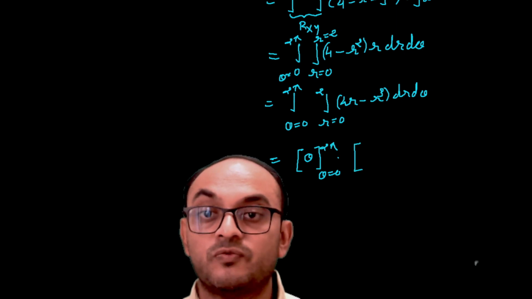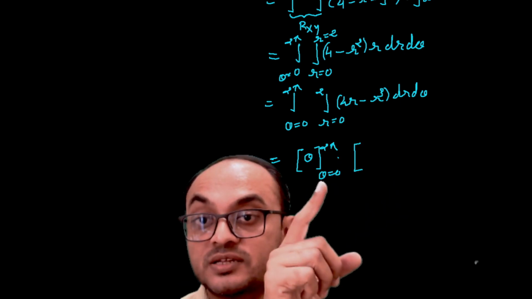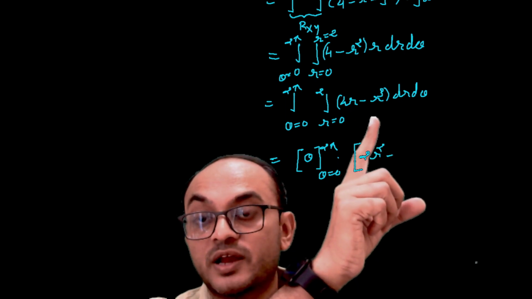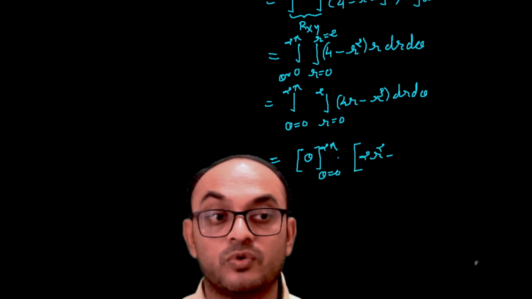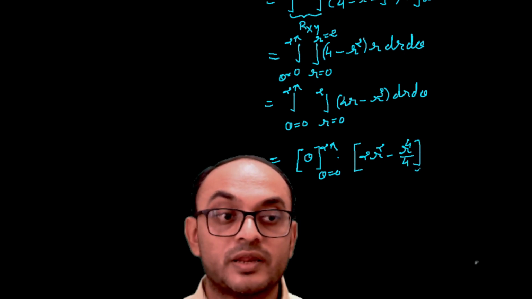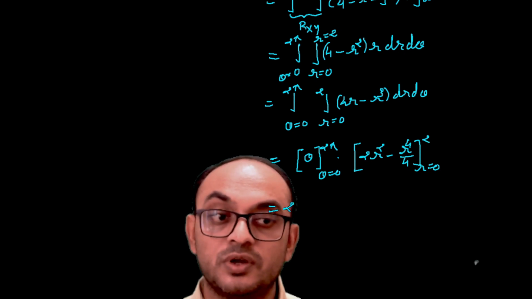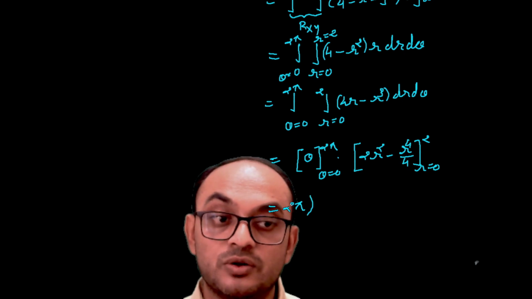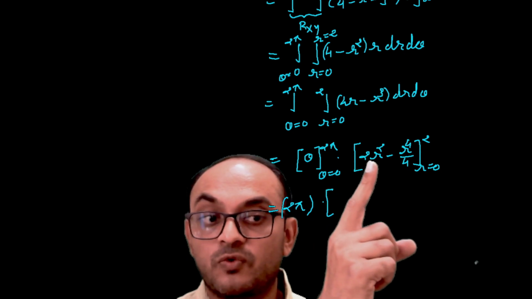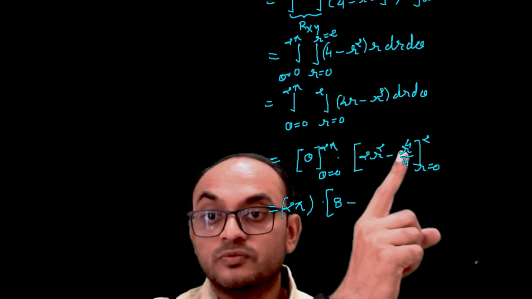And what is the integration of 4r square? It is 4r cube divided by 3. What is the integration of 4r? 4r square divided by 2, which is 2r square, minus the integration of r cube, which is r raised to 4 divided by 4, from r equal to 0 to 2. And so this is equal to theta, 2 pi minus 0, which is 2 pi, into, when r is equal to 2, 2 square is 4, 4 into 2 is 8, minus 2 raised to 4.